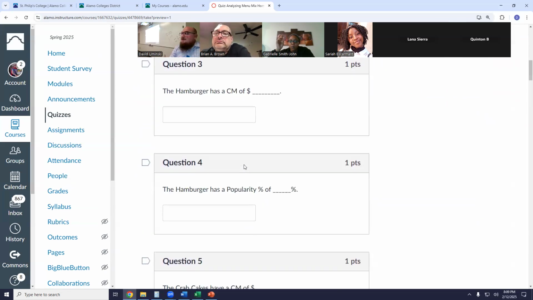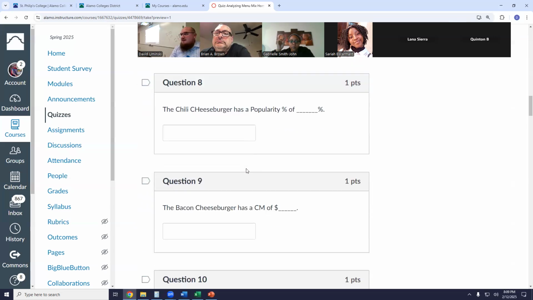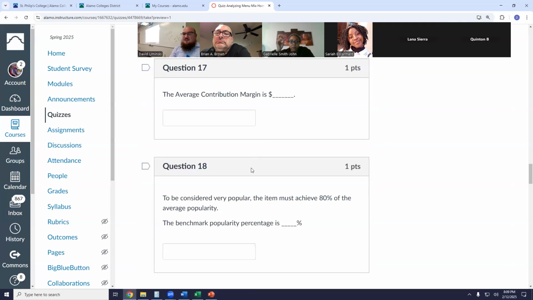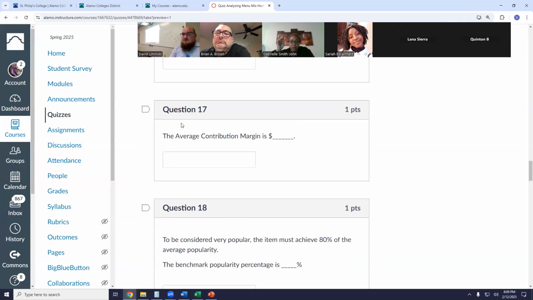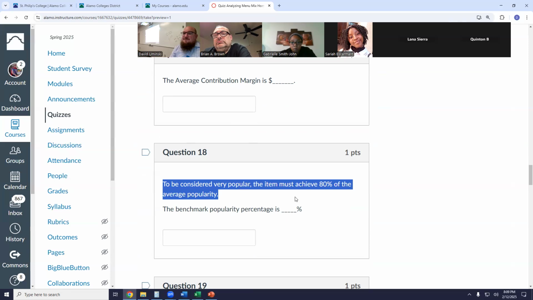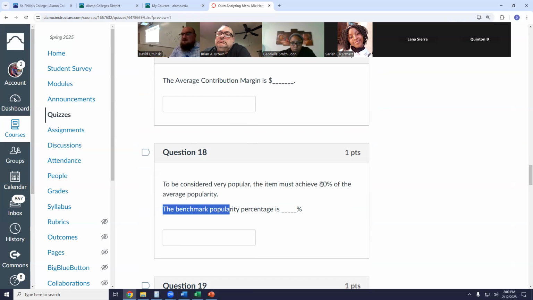Contribution margin and popularity of each item that's on the menu. Then we get to question 17, the average contribution margin. So you're gonna find the average, just like we just did in the previous assignment. Then you're gonna say to be considered very popular, an item must achieve 80% of the average popularity. So that's where we're gonna find that benchmark. This is your benchmark factor.